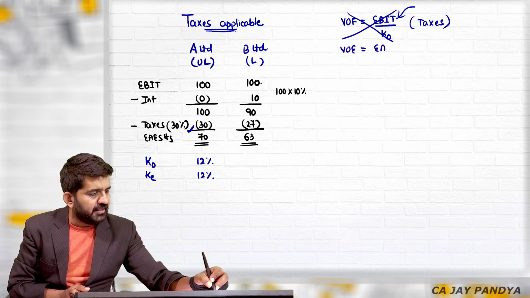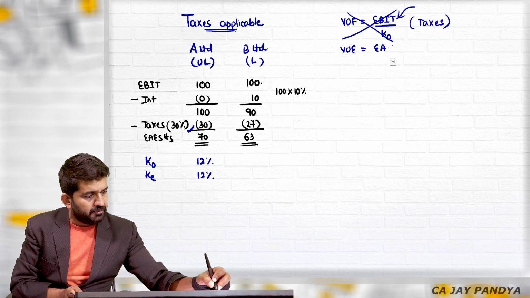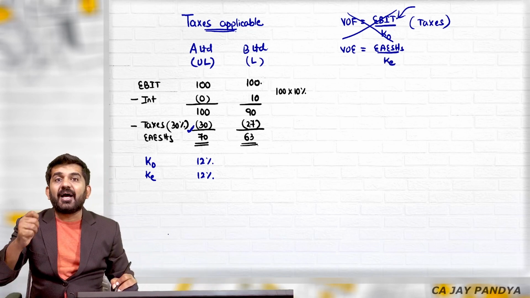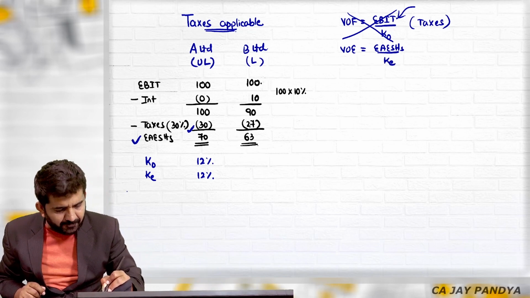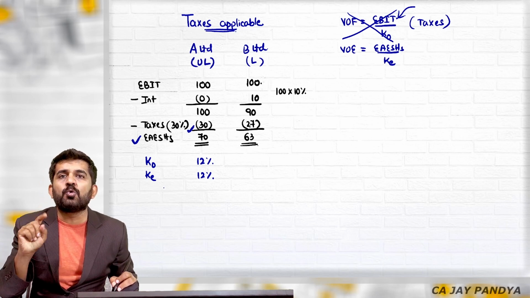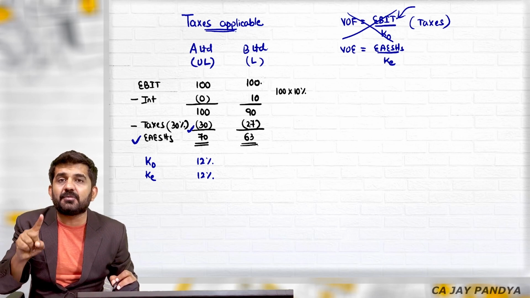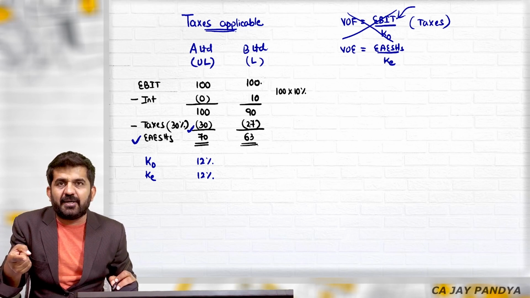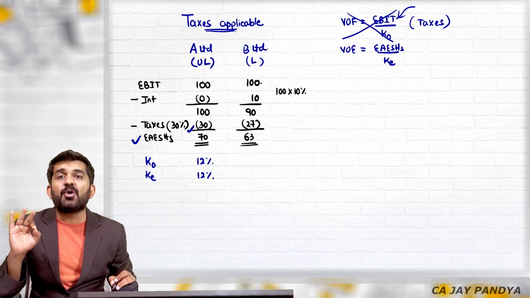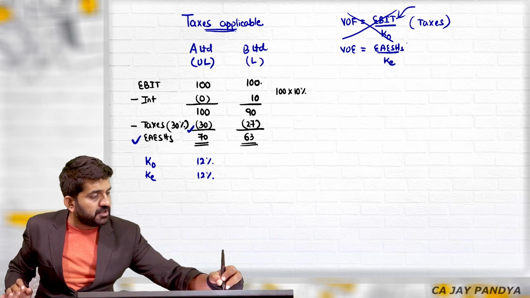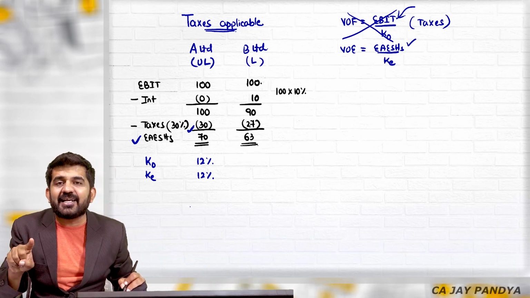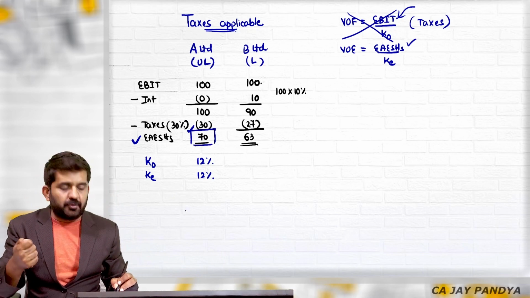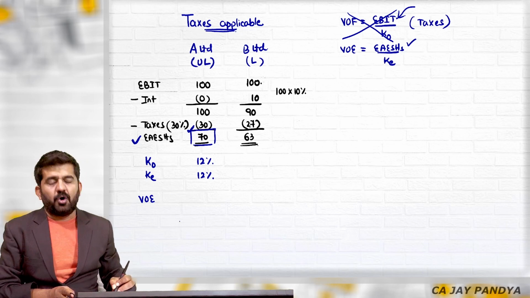We can use this: value of equity is EAT, or earnings available to equity shareholders, divided by KE. Why? This figure is available exclusively to equity shareholders. This profit is not available to government, and not available to interest holders or debenture holders. This profit is purely available to equity shareholders. Whether there are taxes or no taxes, this profit, 70 rupees, will be available to equity shareholders, and I can find out the value of equity.